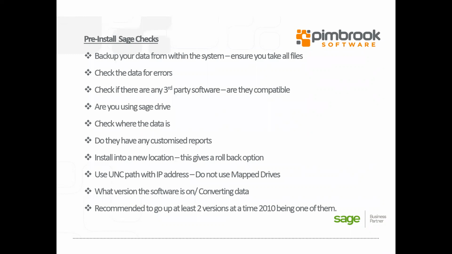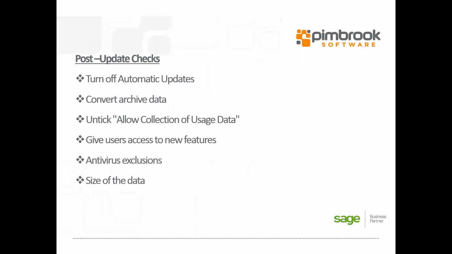So when you have your pre-install checks and your software checks done, and then you have the software update done, we recommend that you go in and turn off any automatic updates on your data, and that you convert any archive data. Just because you've updated the software, you need to update and convert the archive data separately. There's also an option to untick allow usage of data, which is gathering information. Again, it can slow the system down if they're limited on space, so you could turn that off.